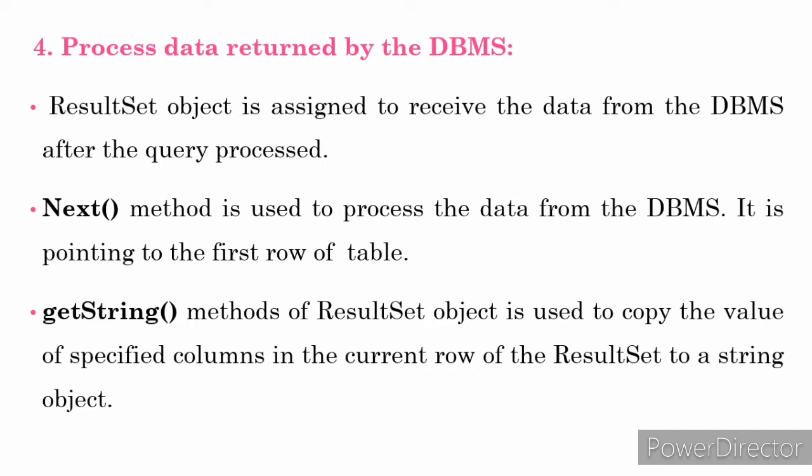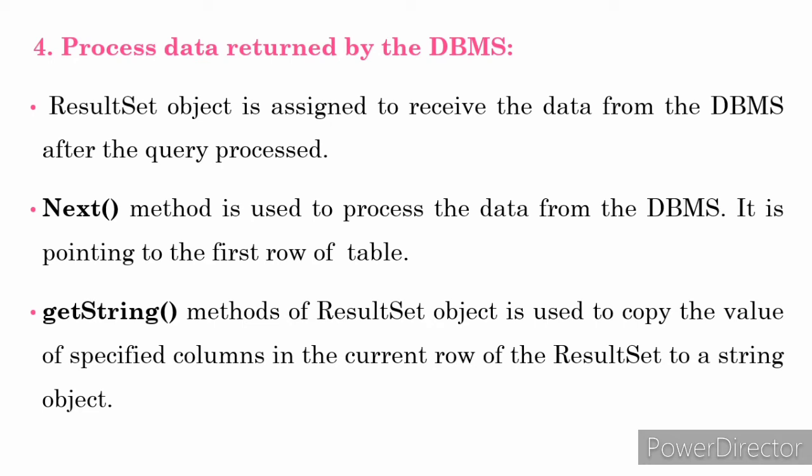The next method is always used in an iterative process. Why? Because we need to access all the rows of the table. For that purpose we will use a while loop. Next, the getString method of a ResultSet object is used to copy the value of a specified column in the current row of the ResultSet to a String object. For example, the argument passed to getString is the name of the column or a column index in the ResultSet whose content needs to be copied.